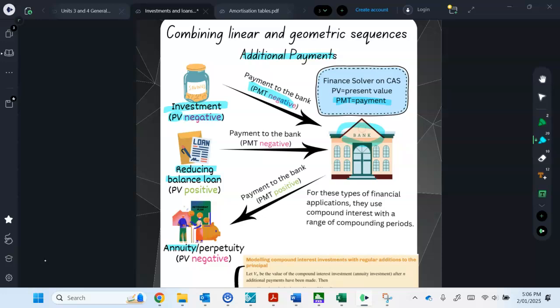Now, a reducing balance loan, your principal value or your present value is positive, because you're getting that money. You're like, woo, I can go on a holiday now. I've got lots of money. But then you have to pay that money back to the bank, and because it's going to the bank, it's negative. So you can see investment, PV is negative, reducing balance, PV is positive, but both of them have payments to the bank and they're negative. So in terms of an investment, you might be saving some money, so you keep putting money into the bank. Reducing balance loan, you get money from the bank, but your payments to repay that are negative because it's going back to the bank.